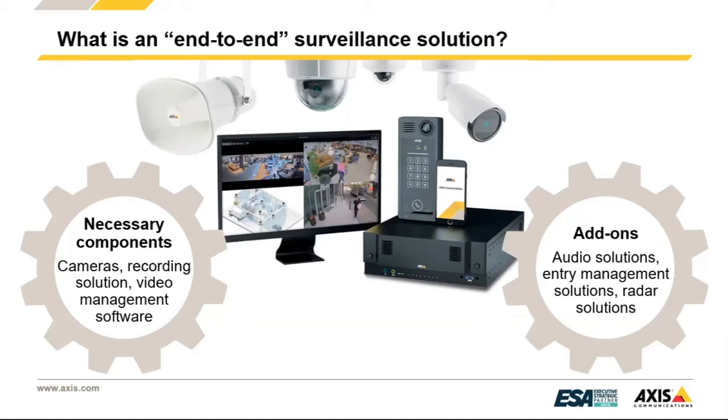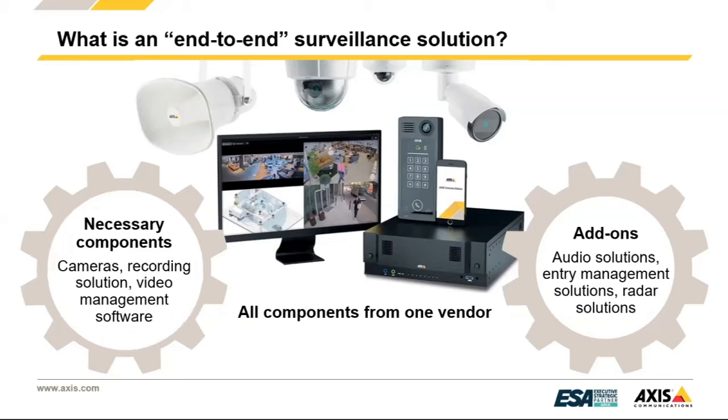So whether this is working with our A1001 for actual door control, or with one of our door stations where you press the button and you get bi-directional communication, but you can still also unlock a door. Or something a little bit more complex, maybe like one of our radar solutions, which are great for perimeter defense. But the key to an end-to-end surveillance solution is that all of the components come from a single vendor. So you'll be able to source all of these products and all these technologies through Axis.